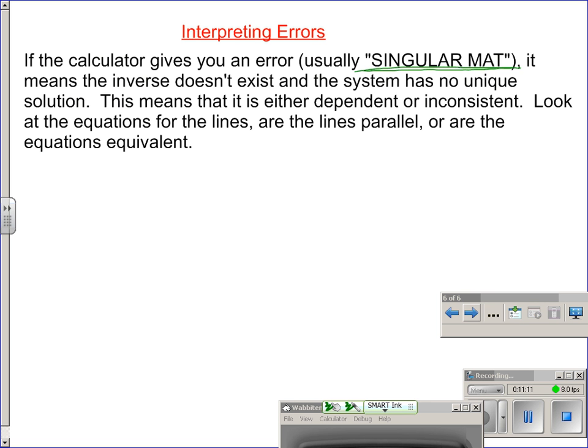So basically, there's no inverse for matrix A. You're trying to solve it by using A inverse times B. Well, if there's no inverse, you can't multiply A inverse times B. So that means there's no unique solution, meaning you're not getting an answer. It's not one of those independent systems. That leaves it to be either a dependent system or an inconsistent system.